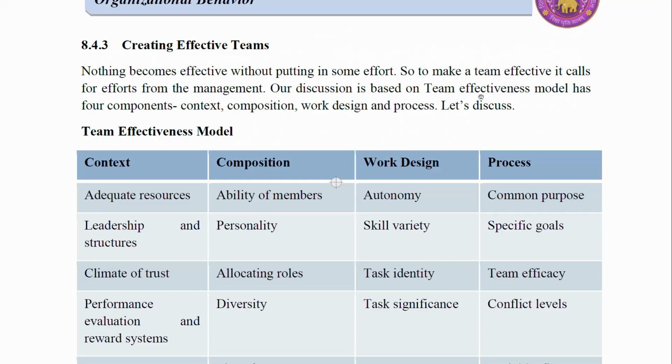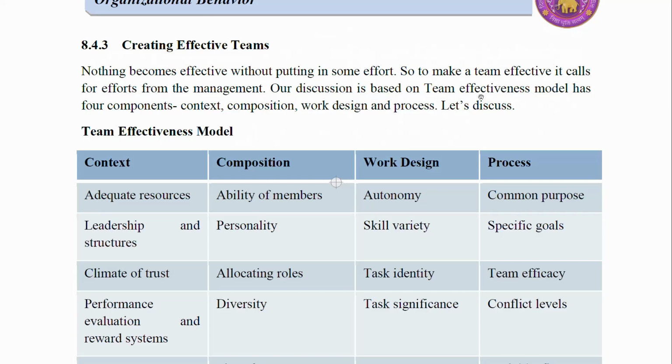8.4.3 Creating effective teams. Nothing becomes effective without putting in some effort. So to make a team effective, it calls for efforts from the management. Our discussion is based on the team effectiveness model, which has 4 components, namely context, composition, work design, and process.